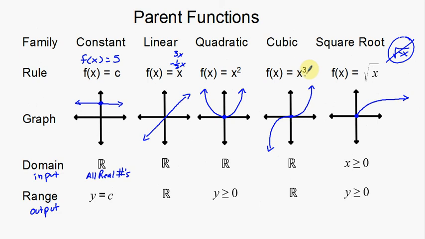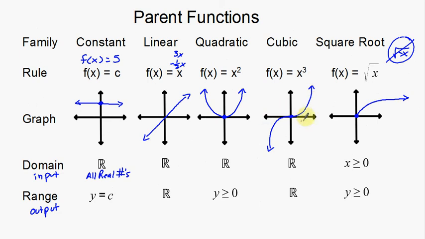Now, this one's a little bit different. If I plug in that same example I did for quadratics, but I do that same example for cubics, if I take 3 to the third power, I get 27. But if I plug in negative 3 to the third power, I get negative 27. So I actually do get negative numbers with this one. See, the line comes down here. We do get negative y's. So we got negative y's, then we get to 0, then we get positive y's.